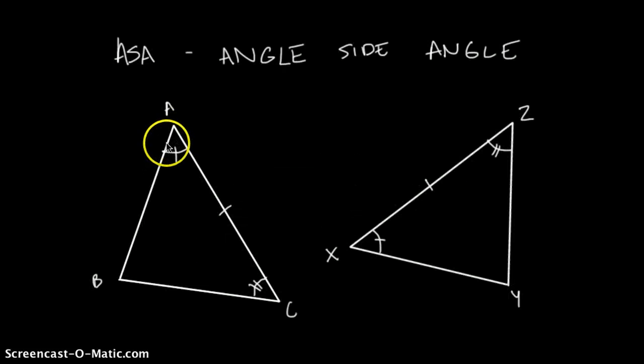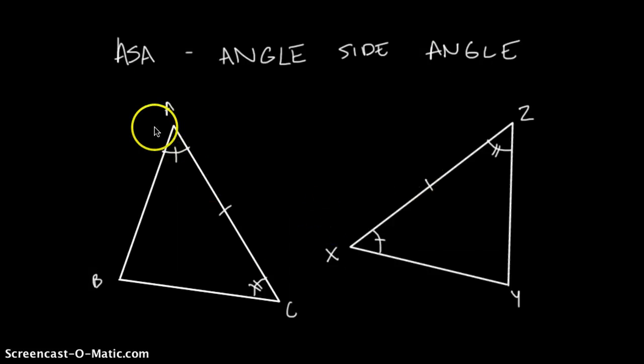Okay, our first shortcut, ASA, angle, side, angle. As you can imagine or predict, it's a lot like side, angle, side. Basically, if two angles and the included side in one triangle are congruent to two angles and the included side in another triangle, then the two triangles are congruent. So let me show you.